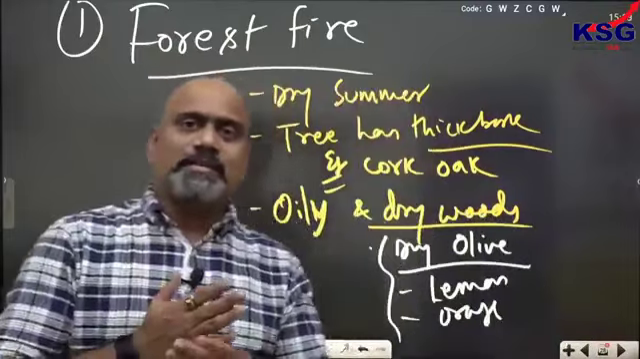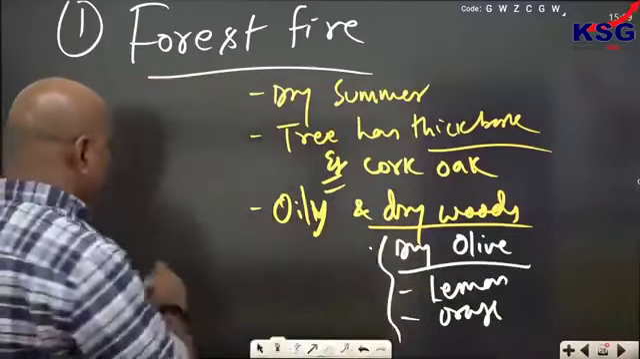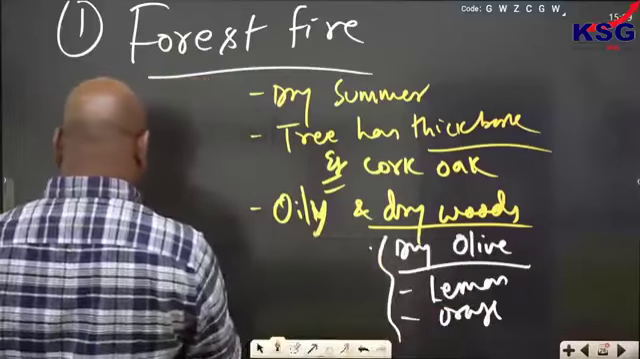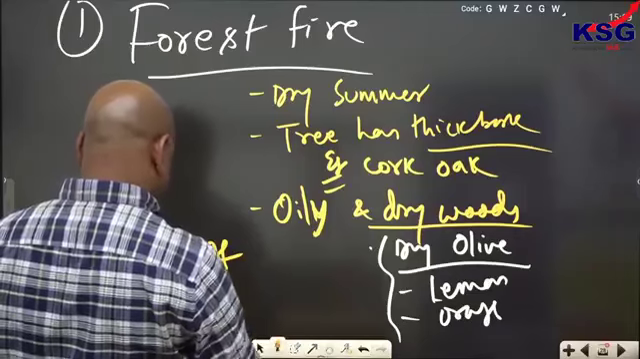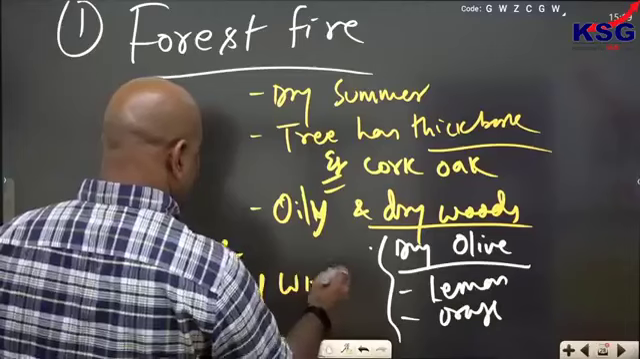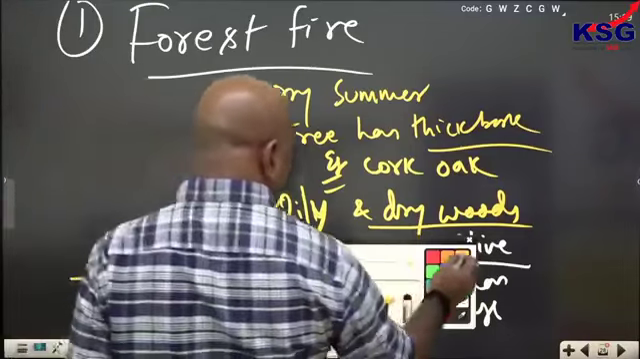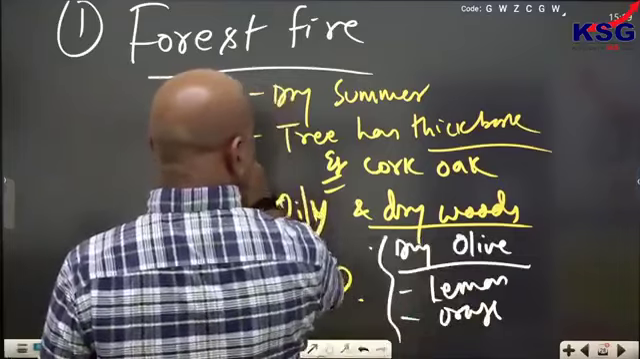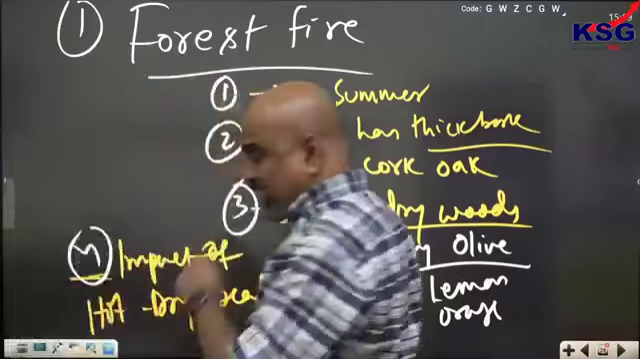So in the summer season, when the local wind blows, it is also influenced by the local wind. एक influence, impact of dry local wind, hot and dry local wind, ये भी एक है. Local winds are there, hot and dry local winds. Okay, आपको ये जो पॉइंट बोला अभी देखिए: first, dry summer है, second, thick bark है, third, oily है, fourth, local wind is hot and dry.